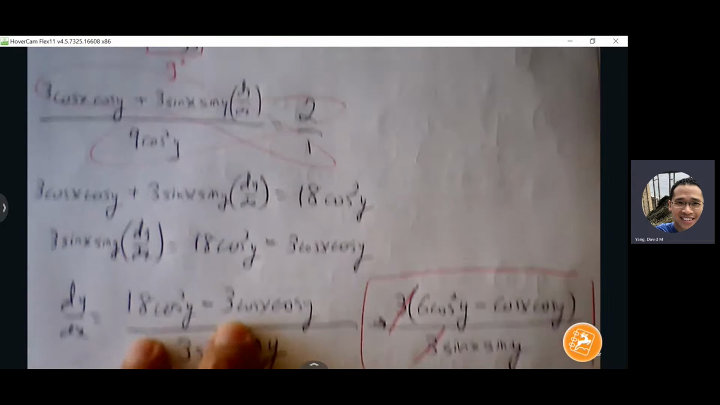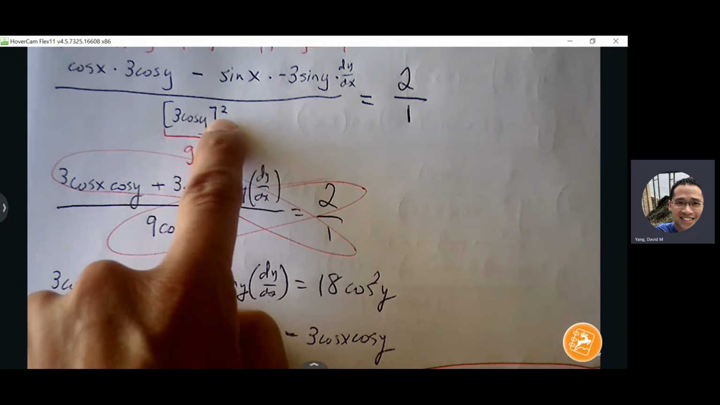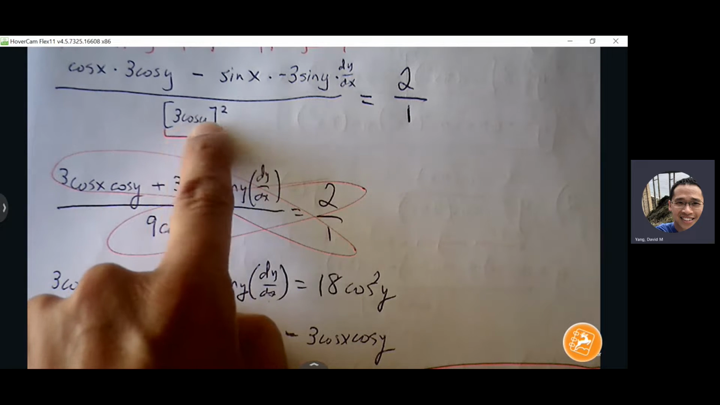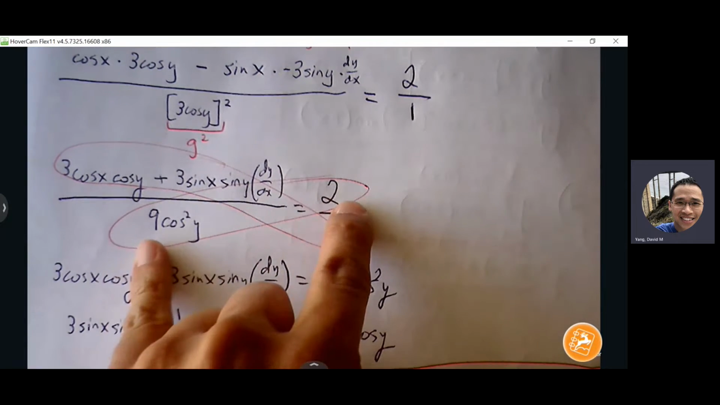Oh, wait, yeah, there we go. Yeah, so good point here. I want to make sure that we understand that that square is affecting both the 3 and the cosine. So that 3 squared becomes 9, 9 cosine squared y, and that cross multiplied.